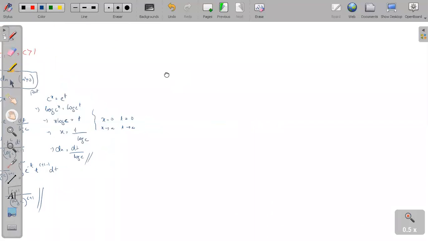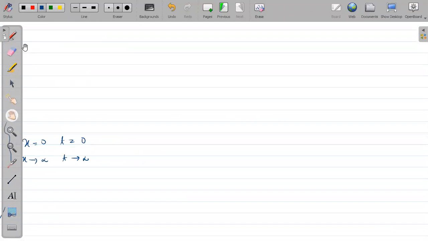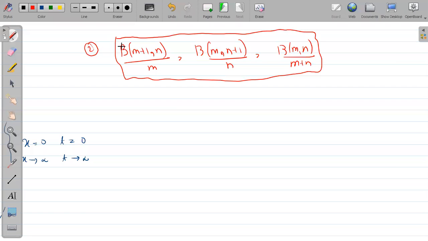Application number 2 I am writing here. I will be sending you the PDF so that you can write it later on. Number 2 application is what? See, beta of m plus 1 comma n, times m plus n divided by m, is equal to beta of m comma n. Sometimes if any such question comes, you should remember. This is the fun property about the beta function. You can change the beta like this if required.